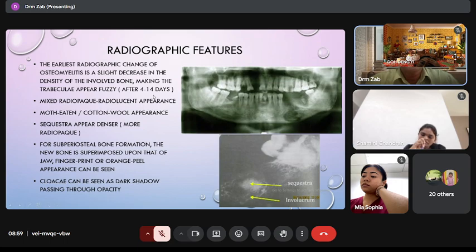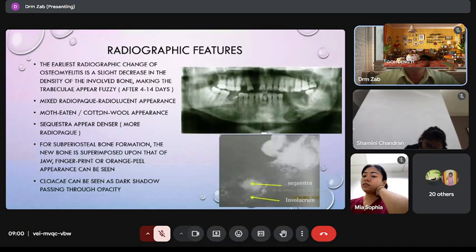So the earliest changes occur after 4 to 14 days. Within 2 weeks, you will see the changes. So you don't see them at the earliest stage. Only after the fourth day, or up to 14 days, you will start seeing the changes.